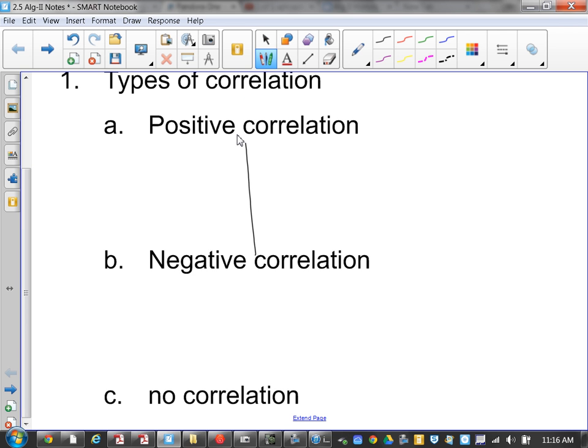It's just scatter plots. So it might look like that. It's not just, what direction is it going? Up, yeah, but to the right. So that has a positive relationship.